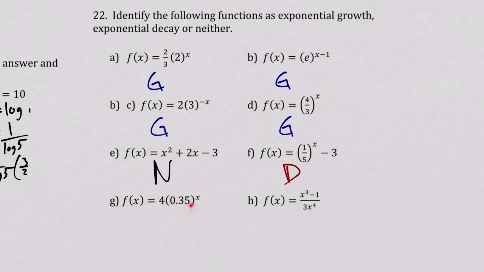F of x equals 4 times 0.35 to the x power. That's exponential. Look at the variable. It's an exponent. 0.35 is b, which is a number less than 1, so that's decay.